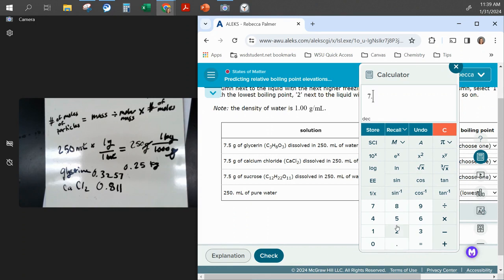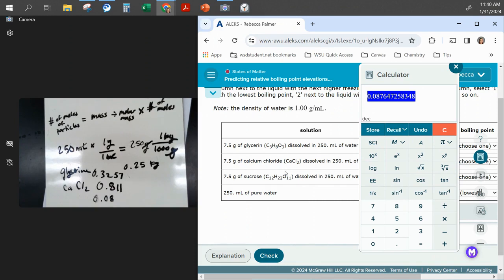So 7.5 divided by molar mass of sucrose. This one also is covalent, so it doesn't split up. Times 1. Then divide by the kilograms of solvent. This one's really small.